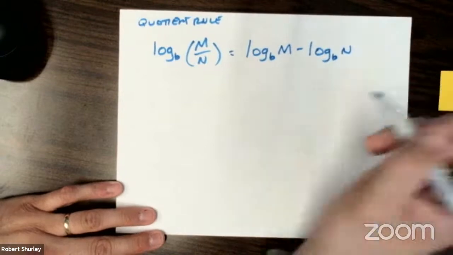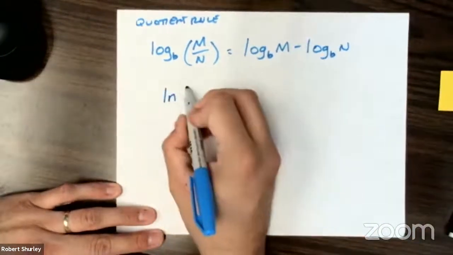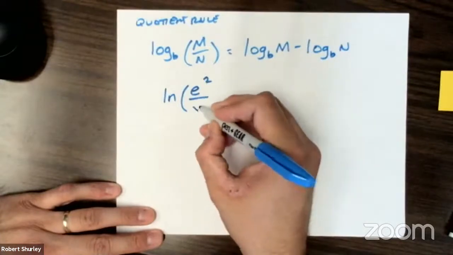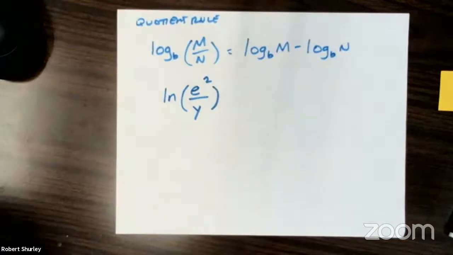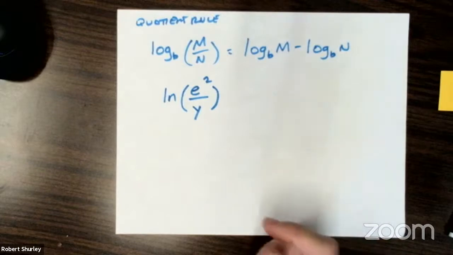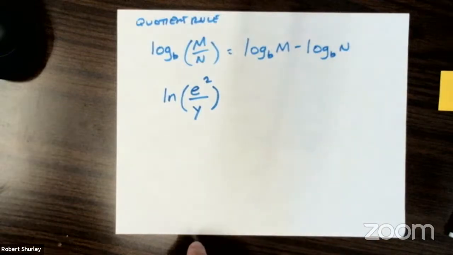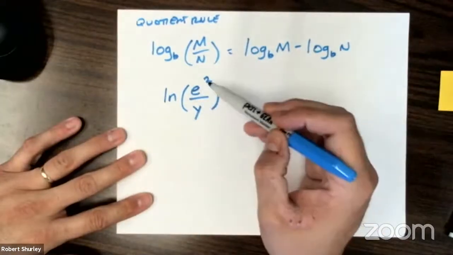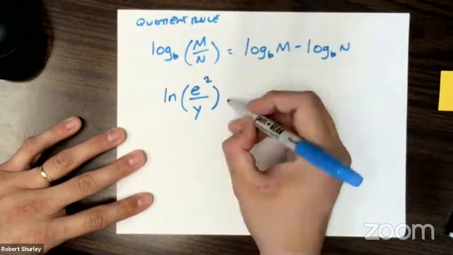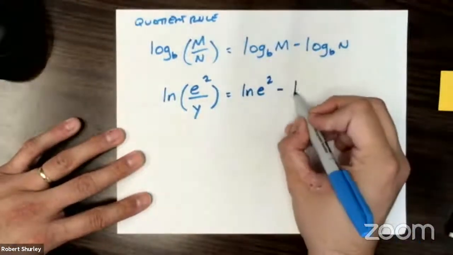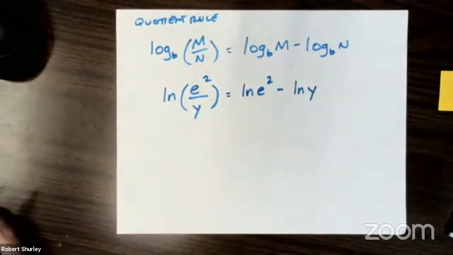So let me think of an example. Okay, let me do one with the ln. So let's say we had ln of e squared over y. So again, expand and simplify. The rule to expand this says, well, we've got division inside, so therefore it becomes subtraction. So it's going to be the top, ln of e squared, minus the bottom, ln of y. Okay, that's the quotient rule.